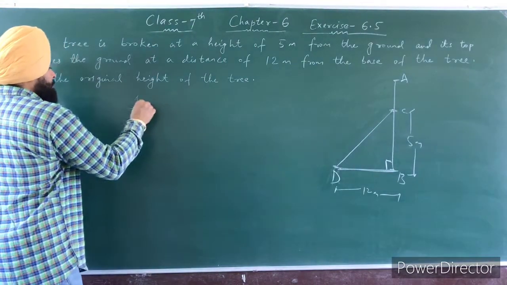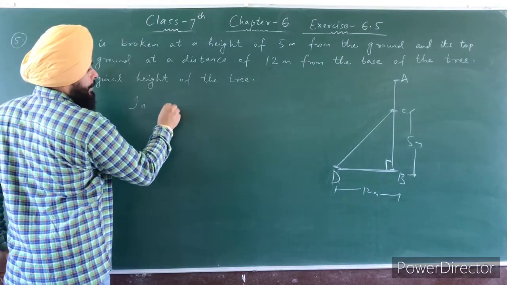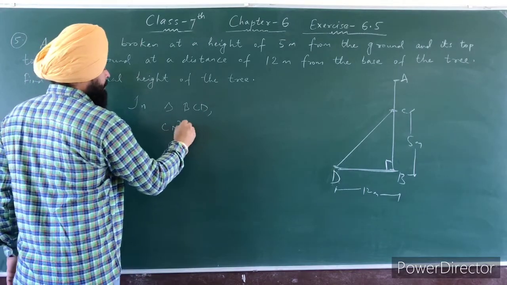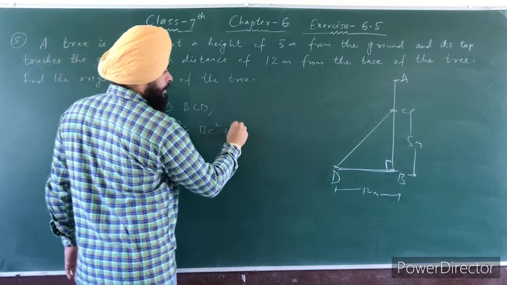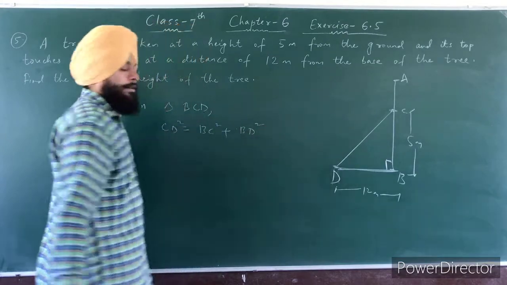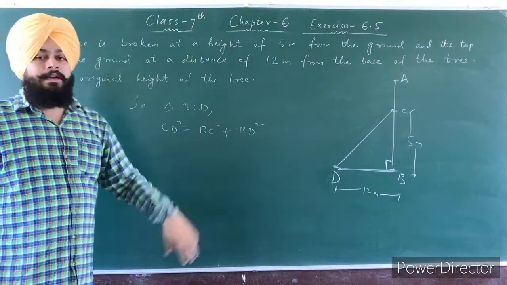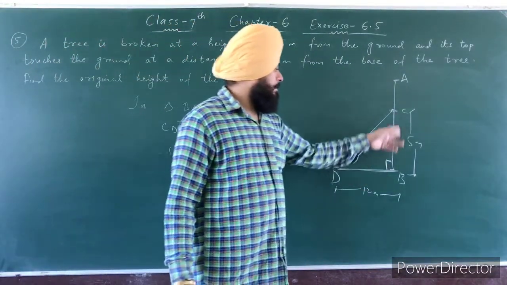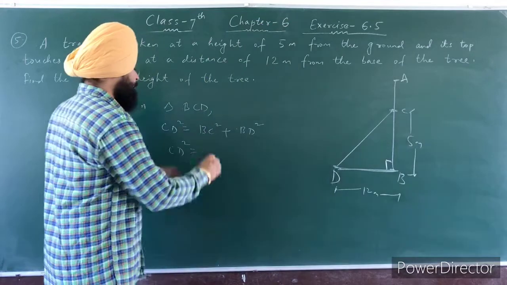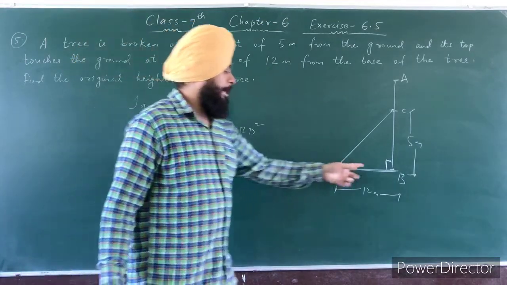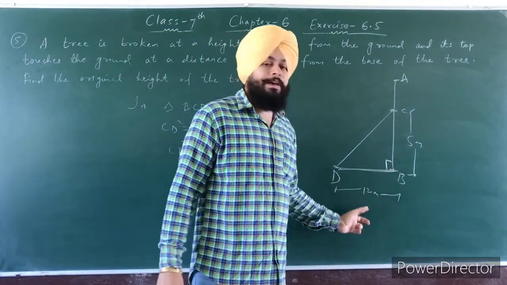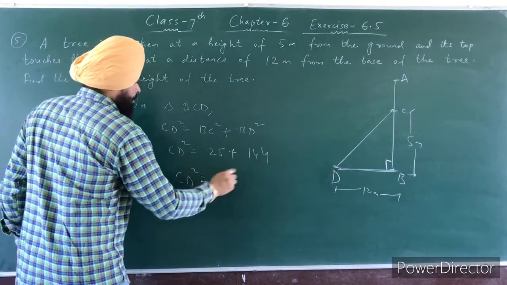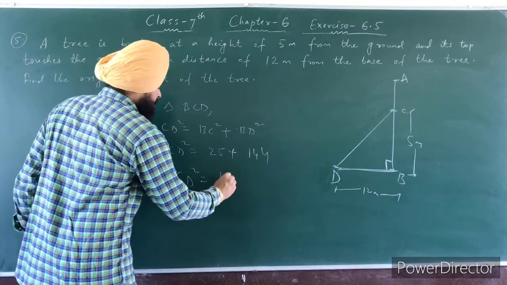So you can write here, in triangle BCD, CD square is equal to BC square plus BD square. CD is the hypotenuse, which we can find. BC is of length 5 meters. So what is 5 square? 5 square is 25. BD is this one, and the length of BD is 12 meters, and 12 square is 144. So 144 plus 25 is 169.